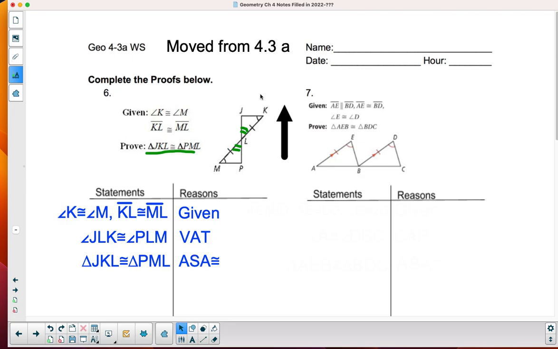So now, in the next given, I've got parallel lines, and I've got AE congruent to BD, and angles E and D are congruent as well. So let's look these over. I got E and D, they're marked. I got angle E there, and over here I've got angle D. And then I've got BD and AE are congruent.